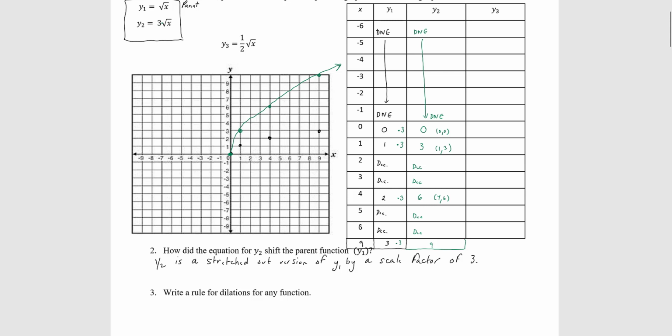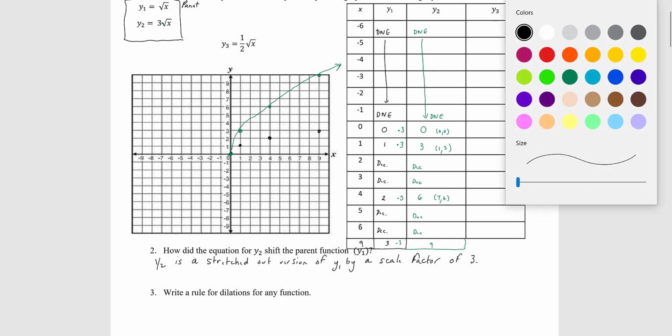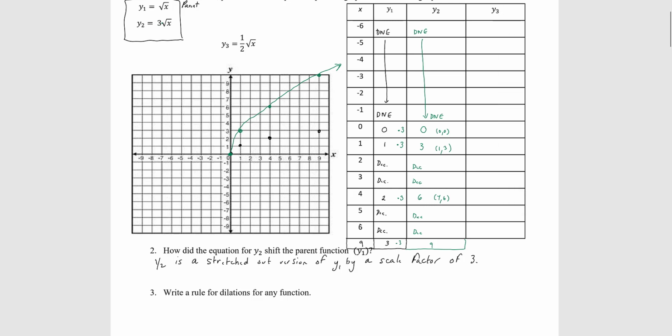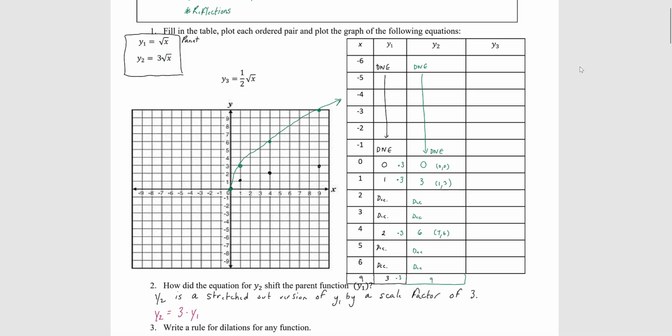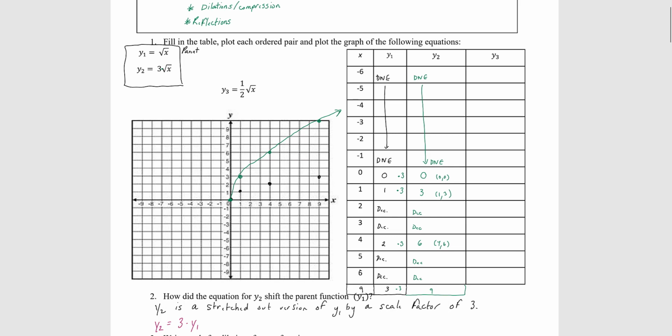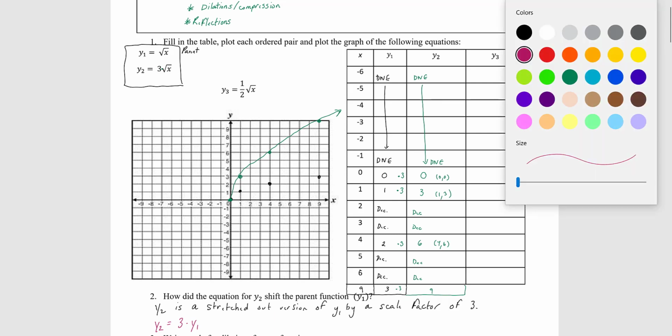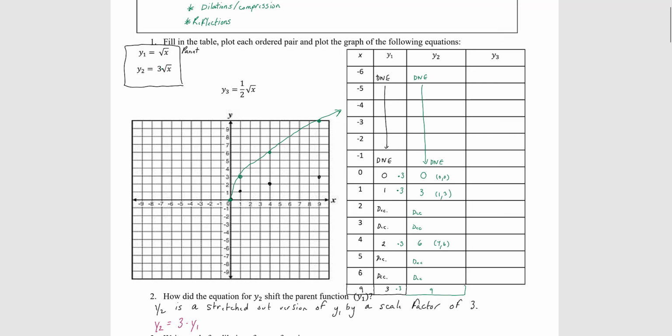Another way to write that would be to say, usually we use functions, we use f and g. This time they used y2 and y1, but we could say y2 is equal to 3 times y1. And now let's go ahead and graph this last one. And you can probably guess kind of what's going to happen on this last one.